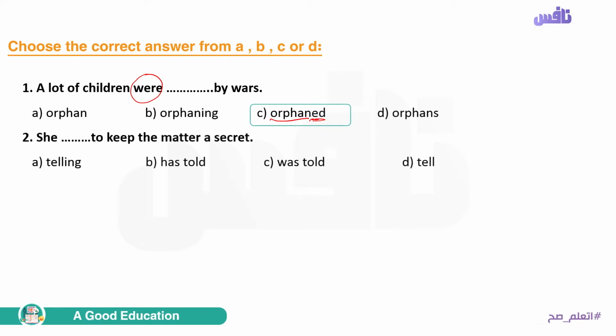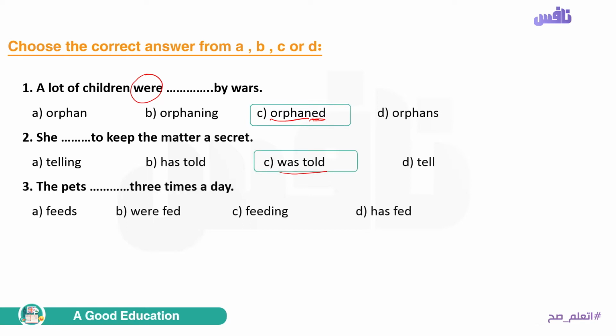Number 2. She blank to keep the matter a secret. Telling, has told, was told, or tell. Yes, which one is right? Yes, bravo. She was told. Why is that? Because it is in the passive voice. Okay. She was told to keep the matter a secret.